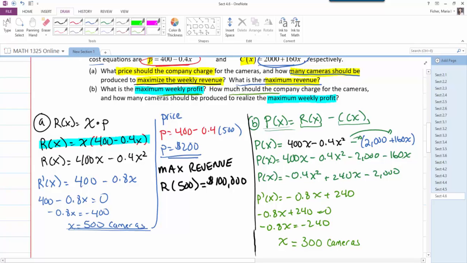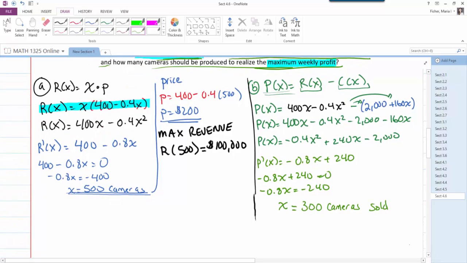So how much should the company charge for the cameras, and how many cameras should be sold? So we need 300 cameras to be sold. So we have this last part. Then it's asking us to figure out how much we should charge for them. So we need to figure out my price. So my price would equal 400 minus 0.4 times 300. And again, you can grab a calculator for that. But my price, if we do that in a calculator, we'd end up with $280. So we should charge $280 to maximize our profit.